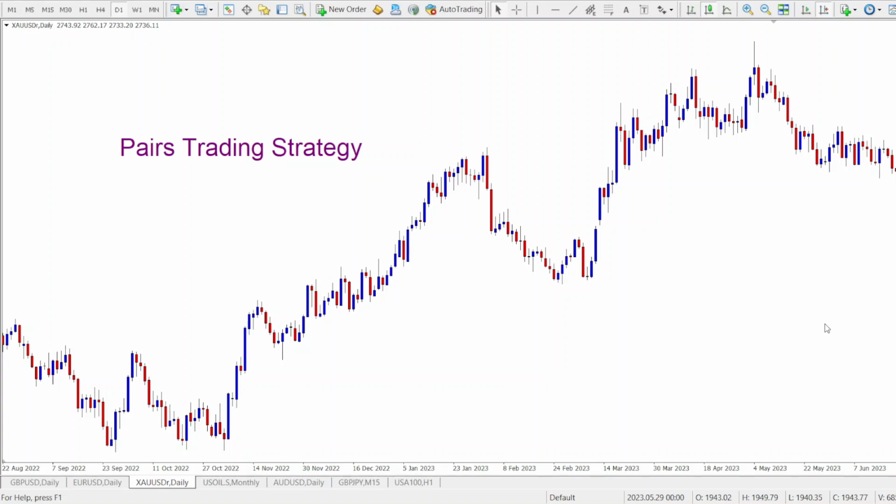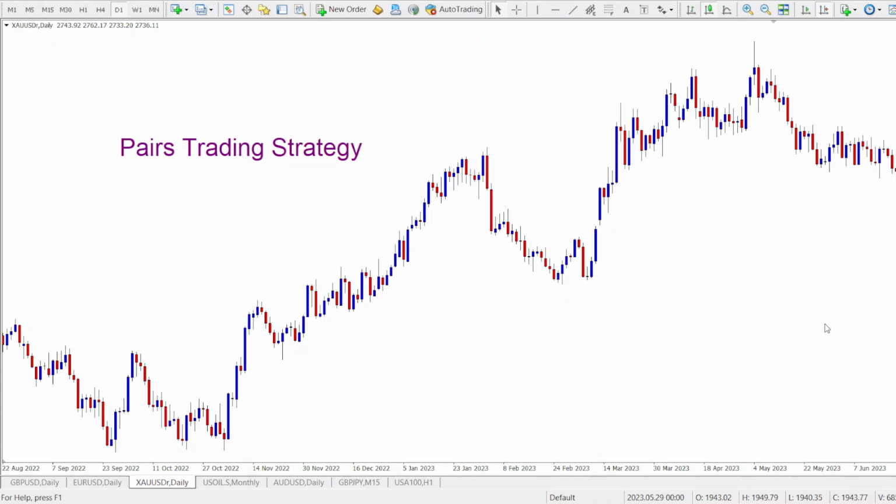First, let's talk about the importance of choosing the right pairs. Not all currency pairs are created equal, and understanding their relationships is key. So you might want to look for pairs that have a strong historical correlation, as they tend to move together. This will allow you to predict price movements more accurately.